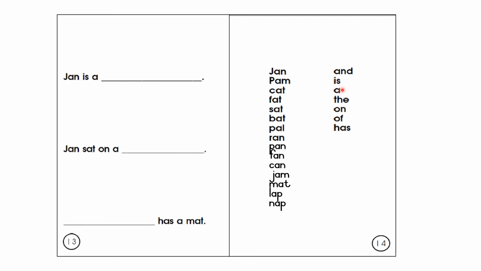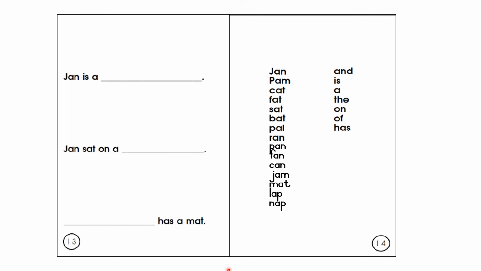And is, the, on, of, has. Some of these are sight words and you haven't learned them yet. They don't follow with the short a sound. For example, is, the, on, and of. But we'll be using them a lot, so you need to get used to seeing them and saying them, okay? This is, the, we use quite often, on, of.